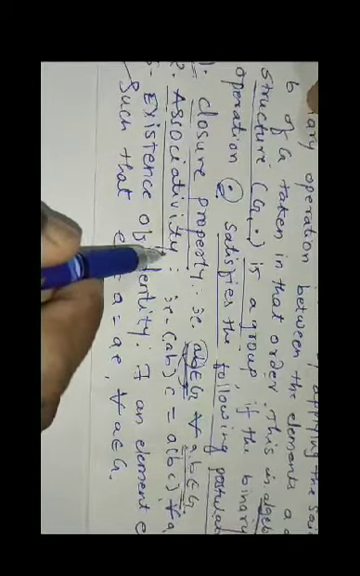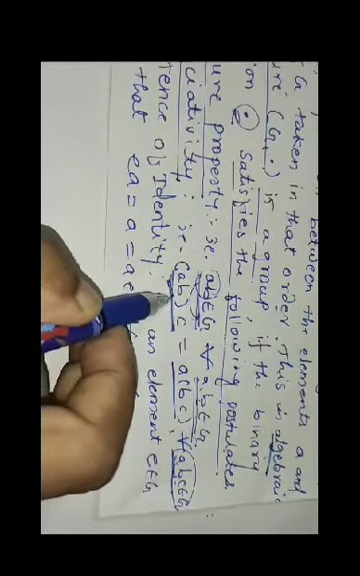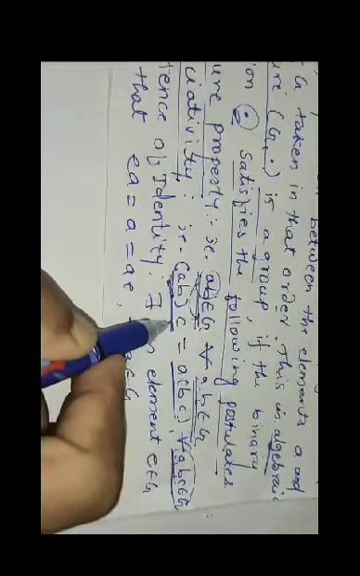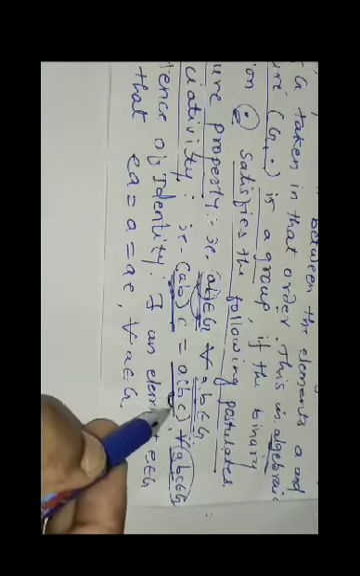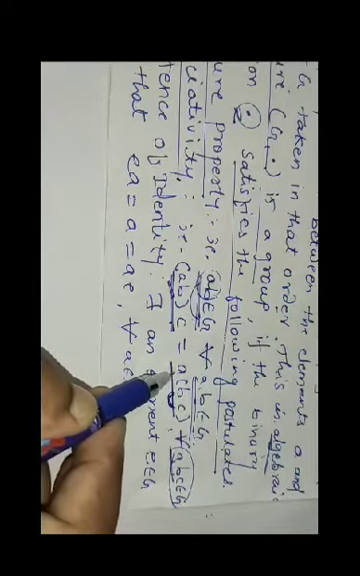Next is associativity. This is the second postulate. For three elements A, B, C belonging to G, if we apply the binary operation on A and B, and afterwards on C, it is the same as applying the binary operation first on B and C, and afterwards with A. So these are the same. That is the associative law.